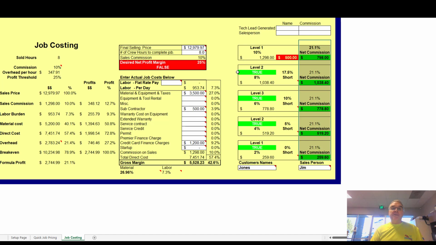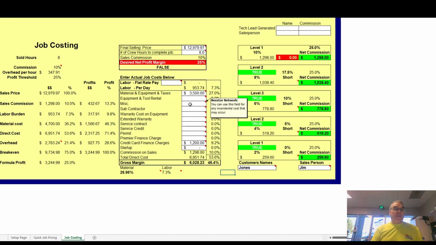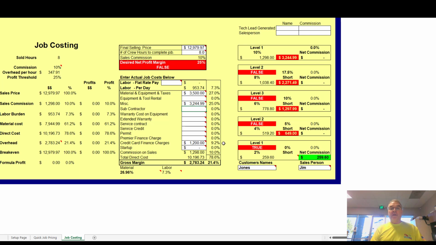All right, so now let's just think about this for a second, and let's just say, what happens if we break even on a job? Okay, so if I had a cost in here that I had to put in $3,444.99, let's just see what that looks like. So $3,244.99 additional cost. You're still making $250 at zero profit. So what you've done is covered some overhead.